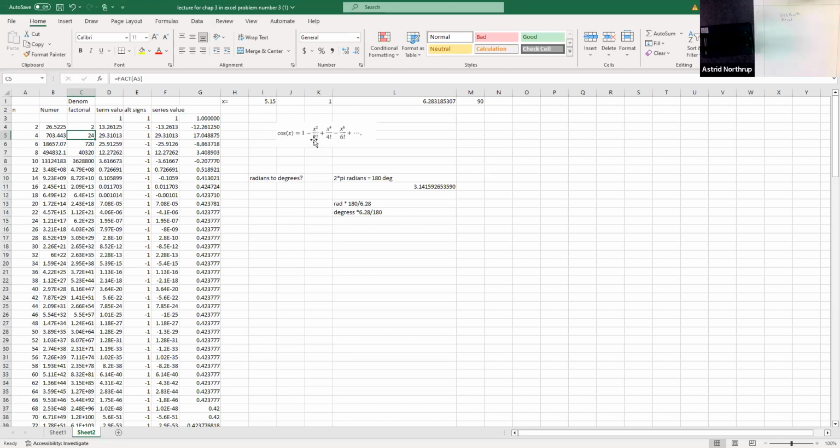But then if you look at it, the series alternates signs. So first we start with 1, but then the next term has a negative sign. So I did alternating signs here by multiplying the cell above by -1, and that changes the sign every single time. And then I add everything together.